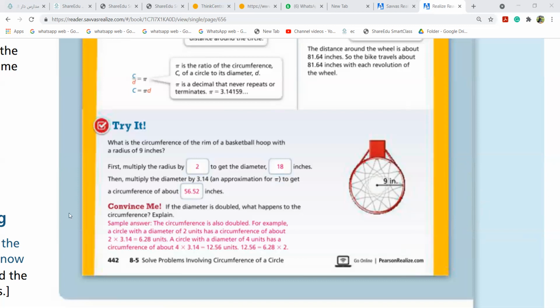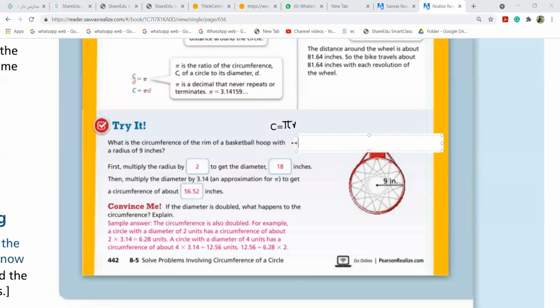Now here, first multiply the radius by 2. I multiply it because double of the radius is the diameter. I got 18. And then, what is the formula? What is the circumference formula, girls? C equals, remember this, C equals pi r. This is pi. This is the formula.